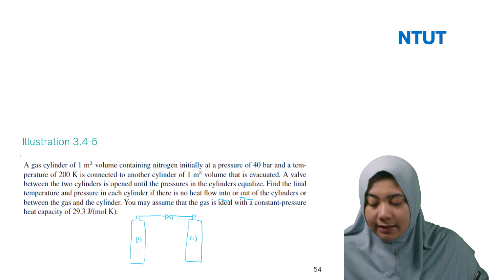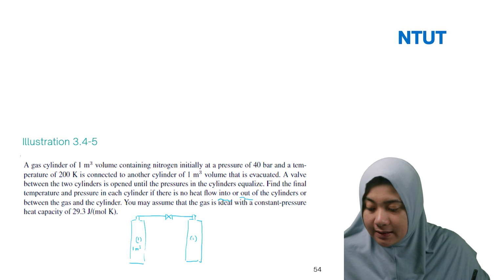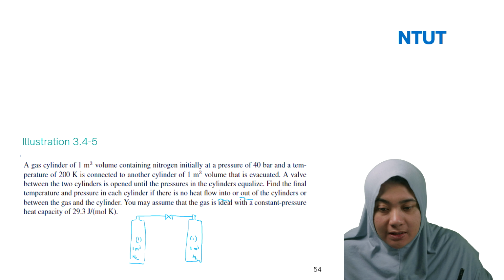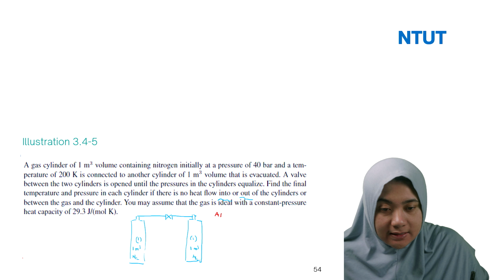And then in here, I have 1 meter cubic. So the volume here is 1 meter cubic. The other is also the same, 1 meter cubic, for the nitrogen, N2. So what I'm going to do next? The next, we need to make assumptions.